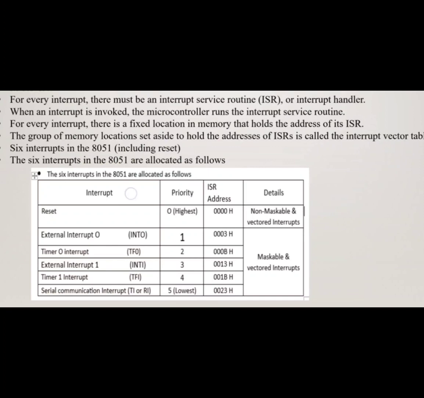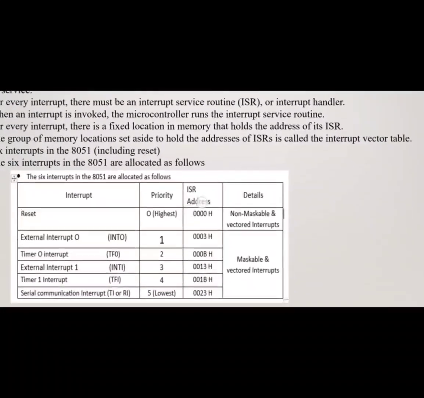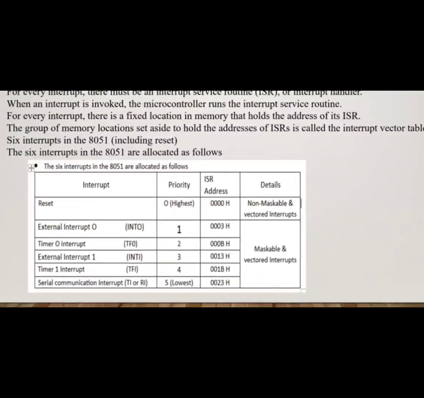So this is the priority. In this first box, given the different types of interrupt. Second box, given the priority, which is written from higher to lower priority. And the third is the interrupt service routine (ISR) address. It's also important. Then the fourth is its details. Okay, details of the interrupt.